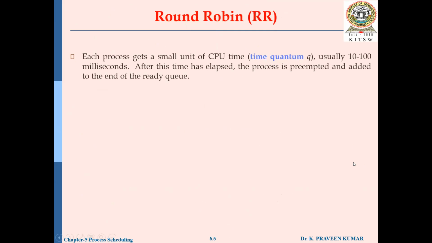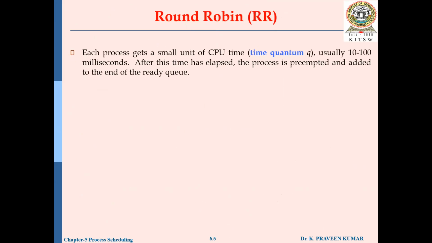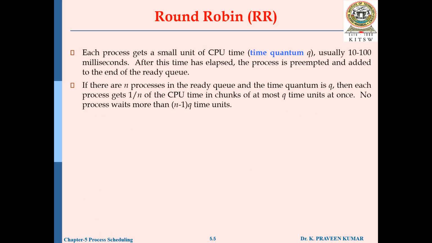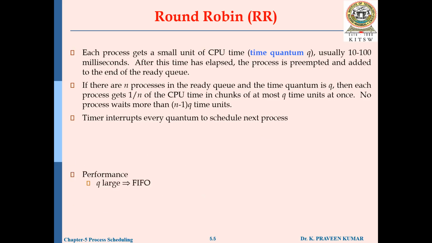Round robin scheduling algorithm. This is one of the scheduling algorithms. Round robin is a preemptive process scheduling algorithm, and each process is provided a fixed time to execute, which is called a time quantum. Once a process has executed for a given time period, it is preempted and another process is executed for the given time period.